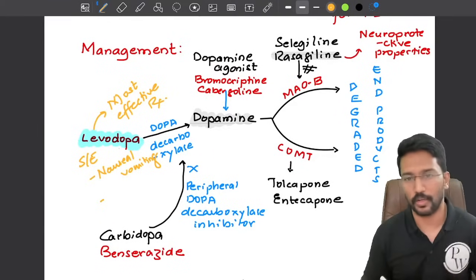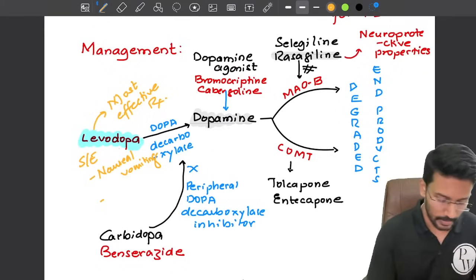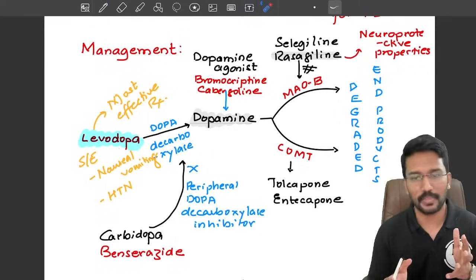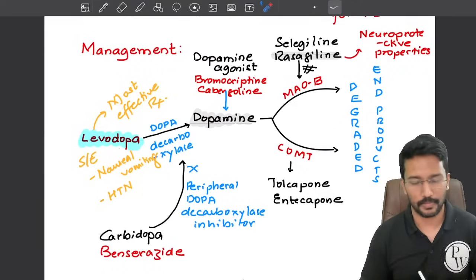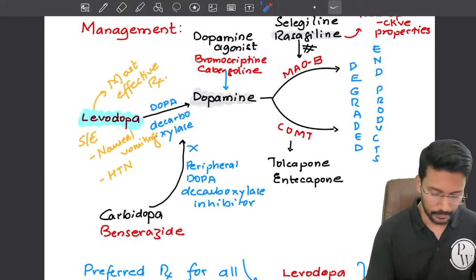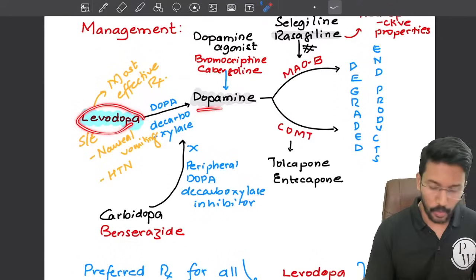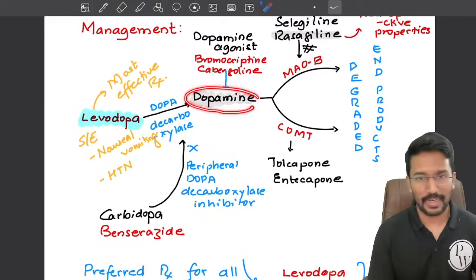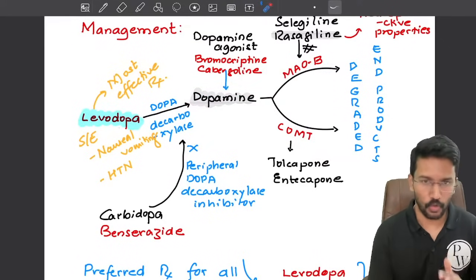Many patients don't continue the drug if you give levodopa alone. And second, it can cause hypertension because dopamine is a vasoconstrictor. It can cause hypertension. Now to avoid these side effects, we have to inhibit the conversion of levodopa to dopamine in the periphery. We want levodopa to reach all in the substantia nigra and become dopamine there. Now how do we achieve that?